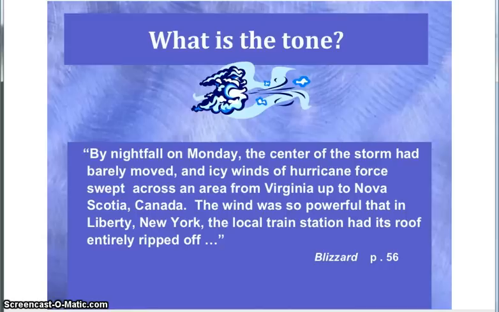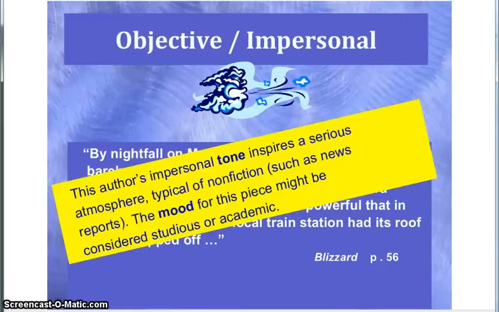By nightfall on Monday, the center of the storm had barely moved, and icy winds of hurricane force swept across an area from Virginia up to Nova Scotia, Canada. The wind was so powerful that in Liberty, New York, the local train station had its roof entirely ripped off. The author's impersonal tone inspires a serious atmosphere. So this is objective writing. It tells us specifically what happened. It's not giving a lot of emotion or using emotional words. It's just very impersonal. And this is typical of nonfiction, such as news reports. When anchors are telling us the news, they're not telling us their opinion. They're serious, but impersonal. They're just telling us what happened. The mood for this piece might be considered studious or academic.